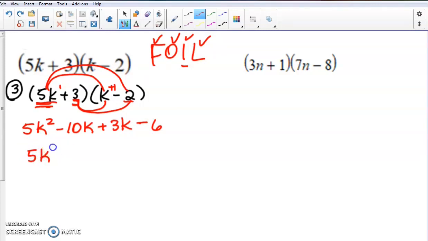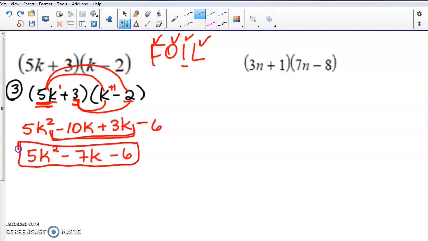5k squared drops down because I don't have any other k squares to go with it. My middle portion here gets combined because they both have k's. I have a negative 10k plus 3k, which is going to give me negative 7k, and drop down my minus 6. Remember, when we add or subtract like terms, we do not change the variable. So now that I have k squared and just a k and then no k, it's in descending order and I have no like terms. That's as far as we can go.